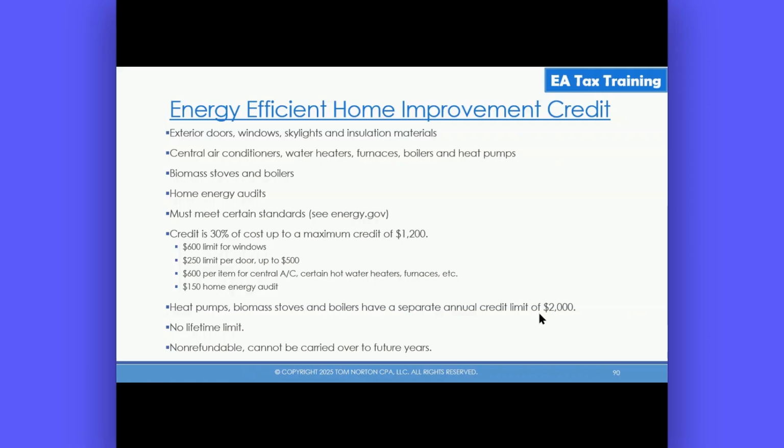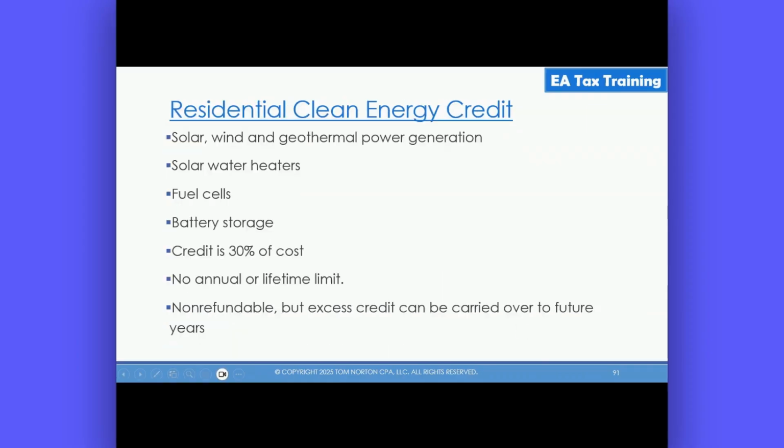If you get certain types of heat pumps, biomass stoves, and boilers, they can have an annual credit limit of $2,000 rather than the $600 for other air conditioner type of items. There is no lifetime limit. So you have these annual limits, that $1,200 annual limit, but there's no lifetime limit. There used to be, but they don't have that anymore. This is non-refundable and it cannot be carried over to future years.